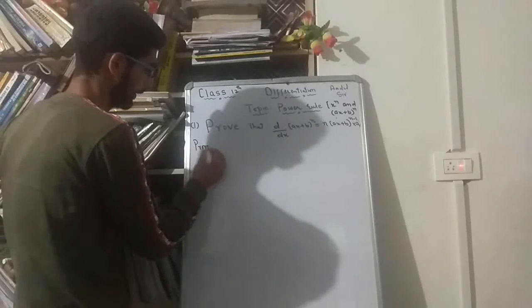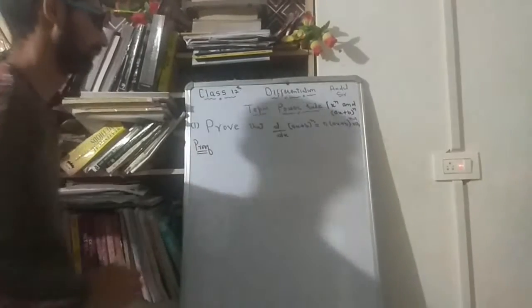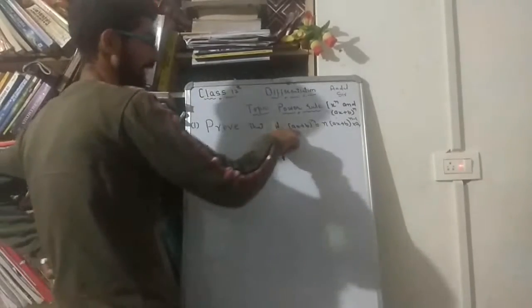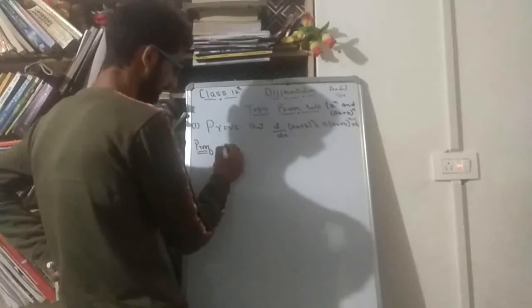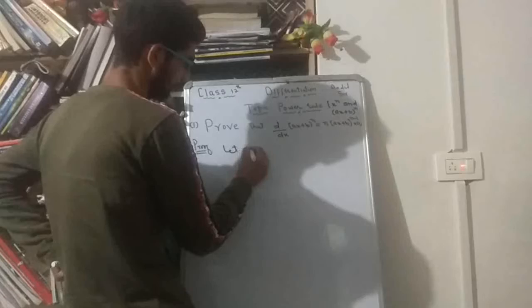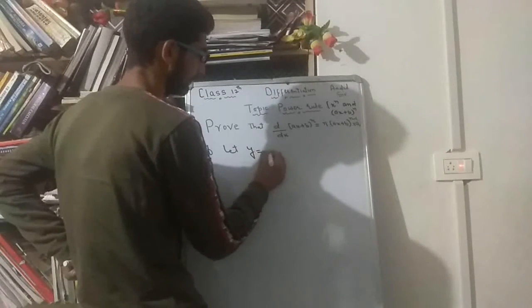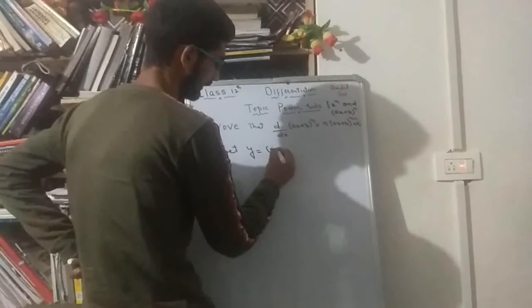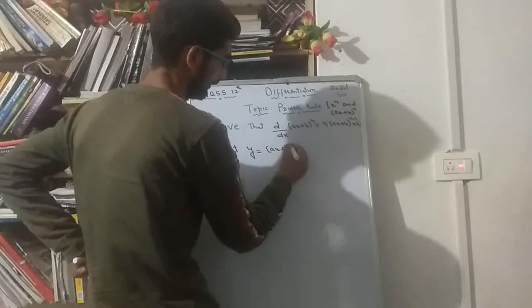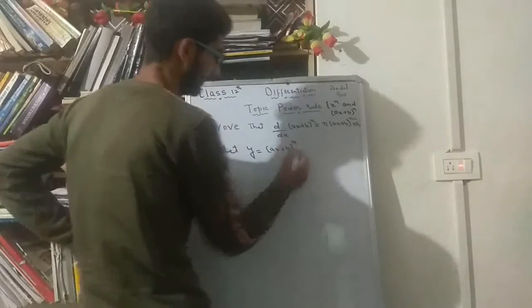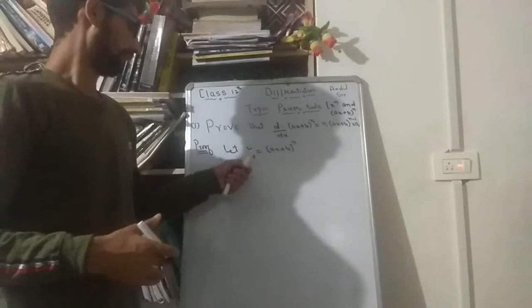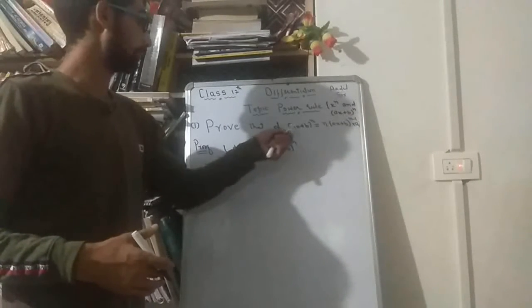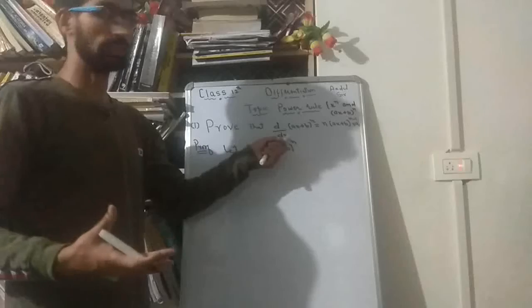Prove. The first step that we have to do is to take this as y, so that y equals (ax plus b) raised to n. But I don't think we will get enough time, so we will first do some simple example for this result, and after that we will prove it.